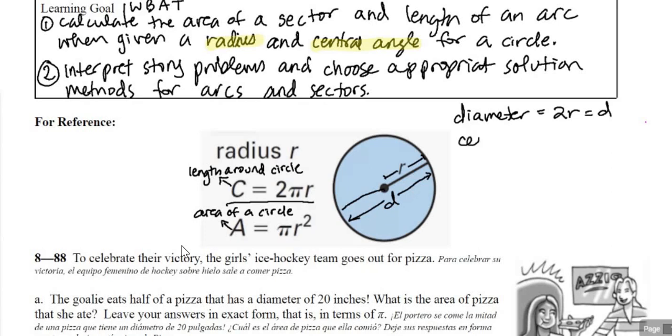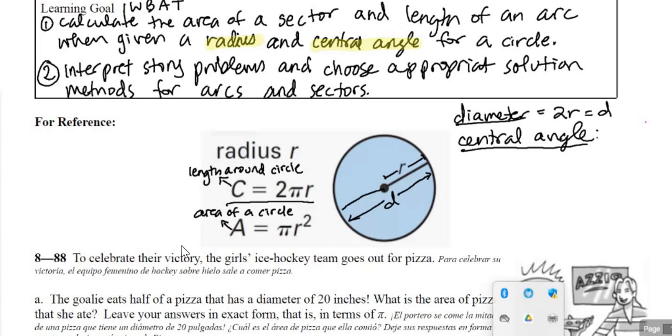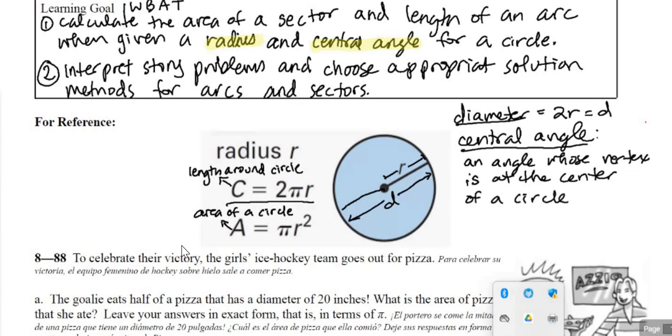Central angle is an angle whose vertex is at the center of a circle. Here is a central angle, theta.